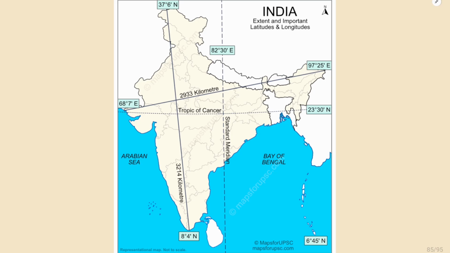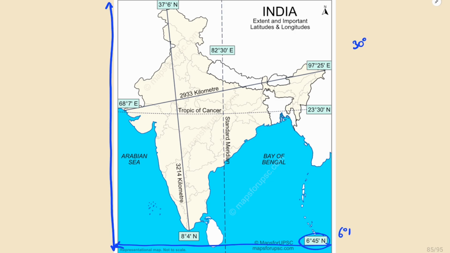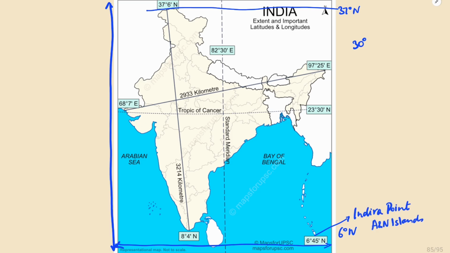Now let's explore the latitudinal and longitudinal extent of India as well as its time zone. India has a large latitudinal and longitudinal extent, both spanning approximately 30 degrees. India stretches from about 6 degrees north to 37 degrees north latitude. The southernmost point of India is the Indira Point in the Andaman and Nicobar Islands, located at 6 degrees north.